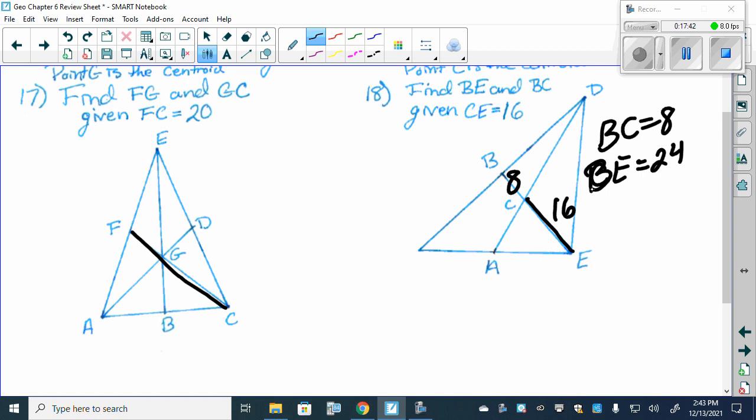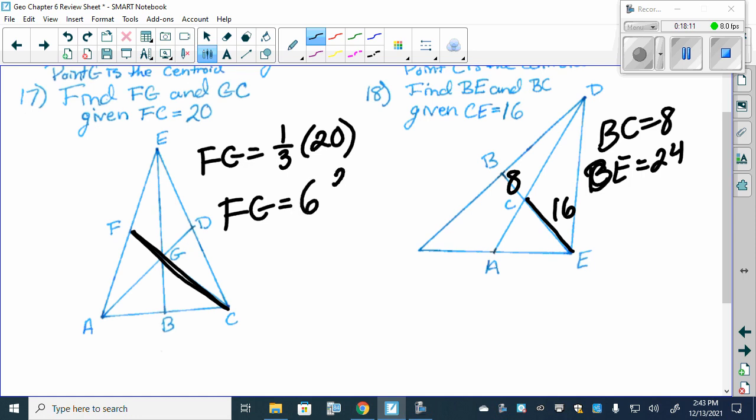Now when we look at 17, it tells us that the entire length is 20. Now we need to find the bigger or smaller. If we wanted to find the smaller section, it is going to equal 1/3 of the whole. So to find the smaller section, we're really dividing 20 by 3. And if we divide 20 by 3, we'll get 6 2/3.